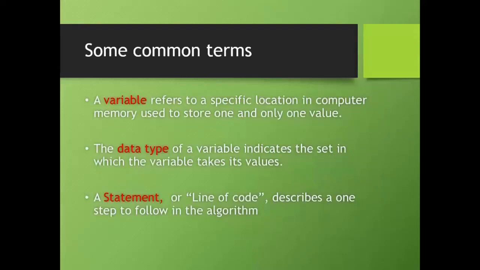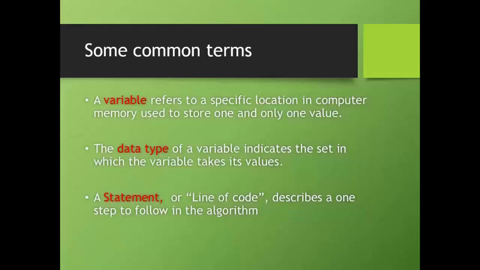Now here's some common terms that we'll be using. A variable just refers to a specific location in the computer's memory, and it's used to store one and only one value. You have to tell the computer, though, what kind of data it's storing so it knows exactly how much space to allocate to that variable. That's why every variable has associated with it a data type. It tells the computer, hey, when you go to this location, here's how you should interpret the data that you see. It's an integer, and it requires this much memory in order to store this particular integer.